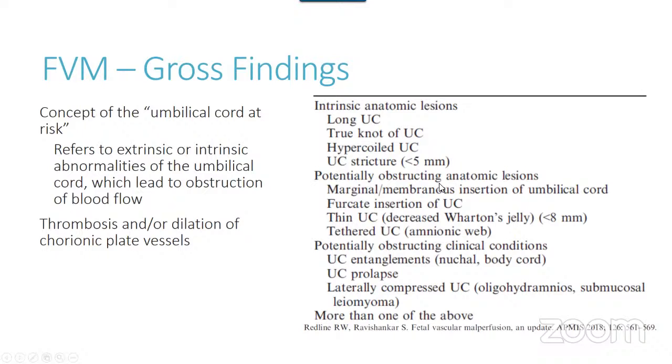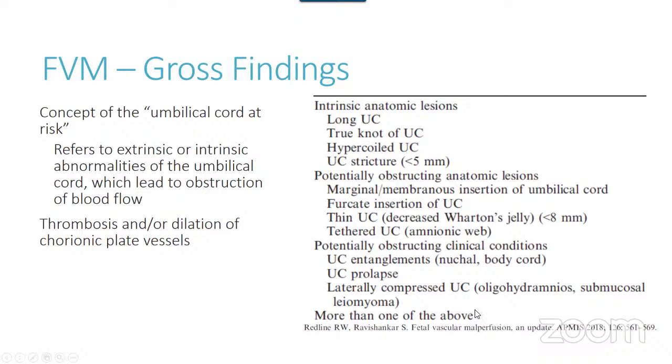Then you can have potentially obstructing anatomic lesions, so things like abnormal insertions. You can have a marginal or velamentous or membranous insertion of the cord. You can have a furcate insertion of the cord where the Wharton's jelly ends too early and the vessels start branching before they actually insert into the disc. You can have a thin cord, which we usually consider to be less than 8 millimeters, or a cord tethered to an amniotic web, usually a tight amniotic web. So this would restrict the movement of the cord.